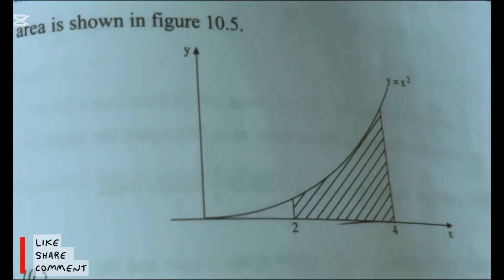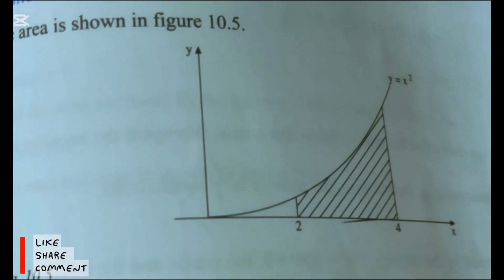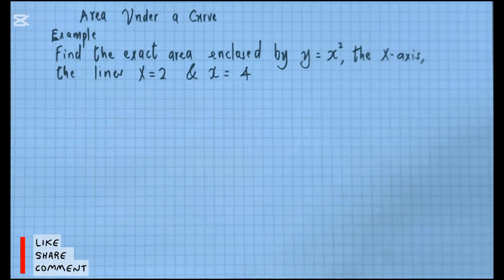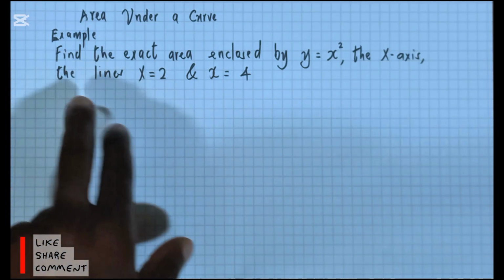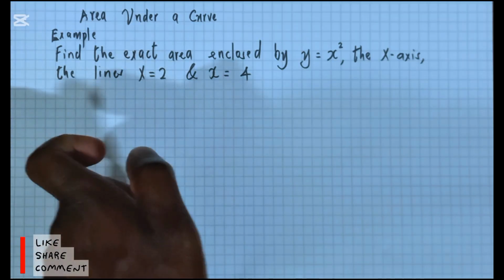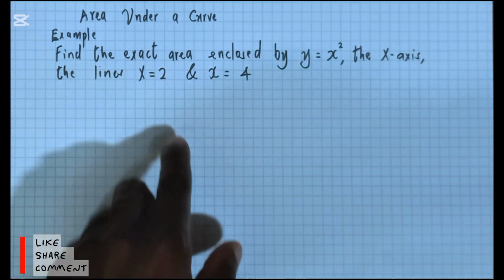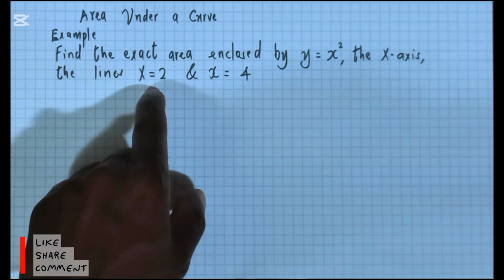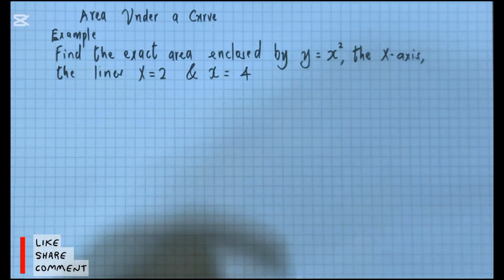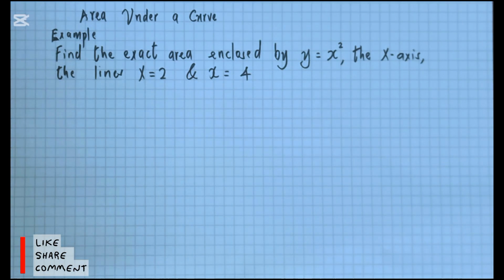So now that you have the graphical view of it, why don't we dive in and give it a go. We are going to find the area of that shaded region demarcated by the lines x equals 2, x equals 4, and the x-axis, all of it below y equals x squared.